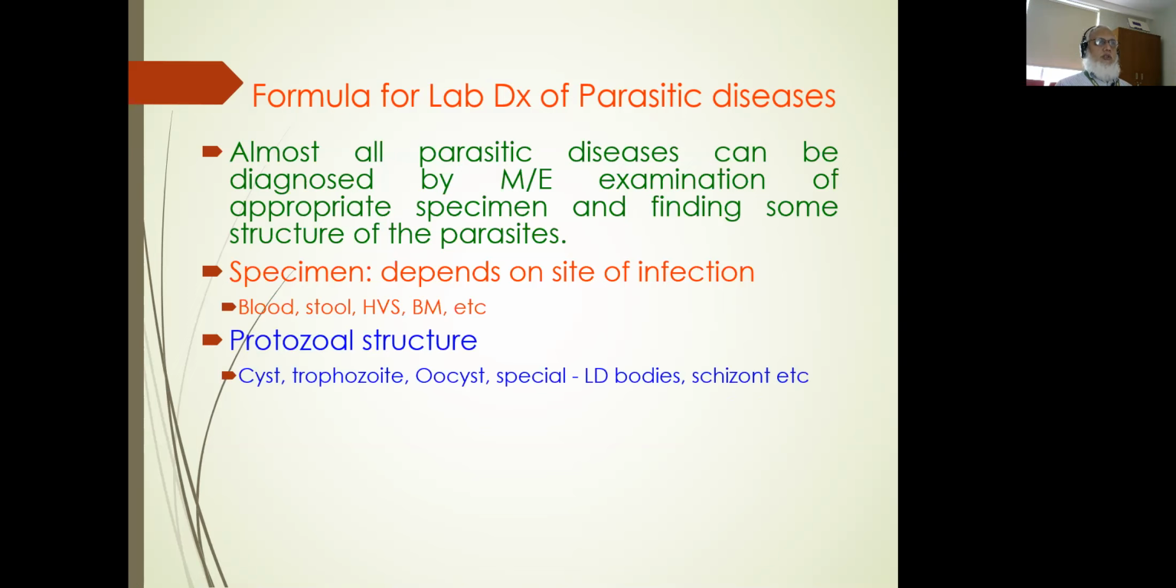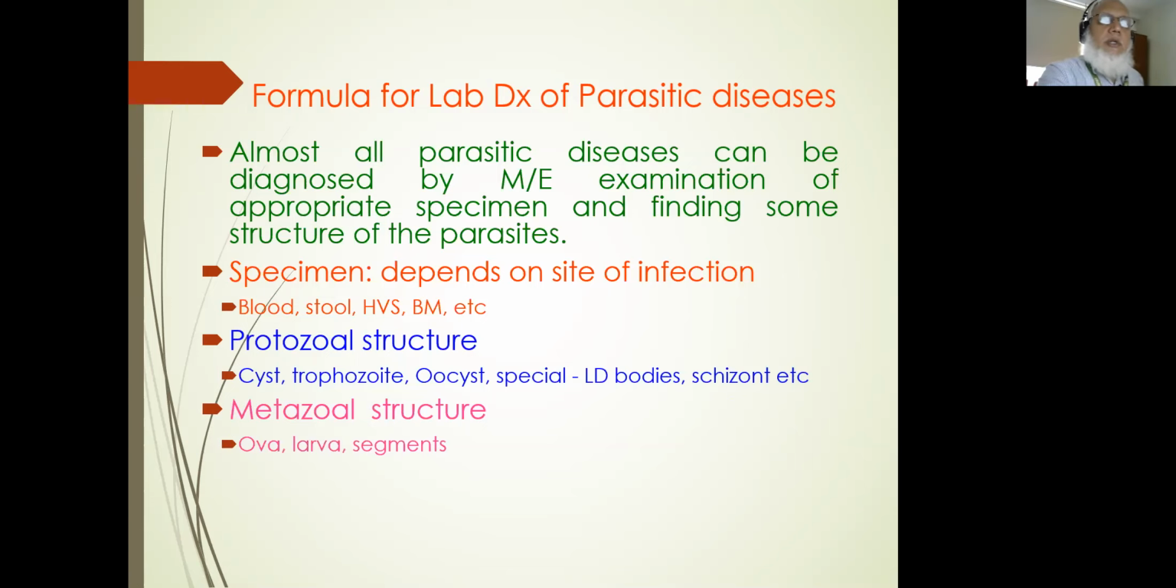And what are the protozoal structures? Protozoal structures include cyst, trophozoite, and special structures like oocyst, LD body, schizont, etc. What are the metazoal structures? Metazoal structures include ova, larva, and segments.